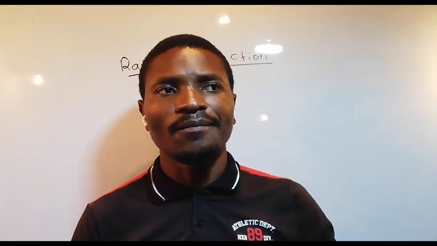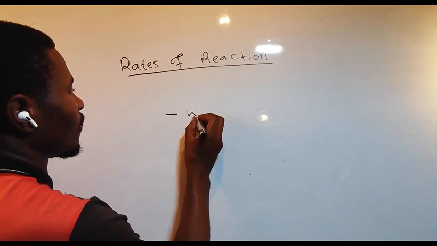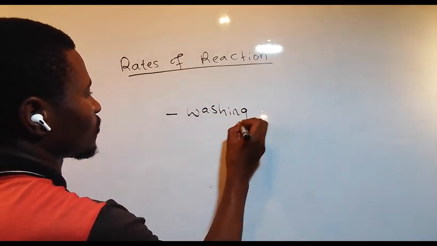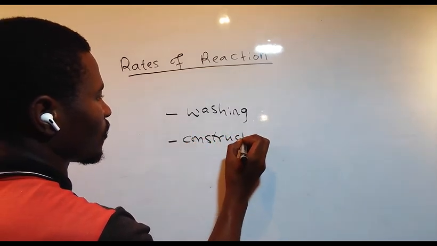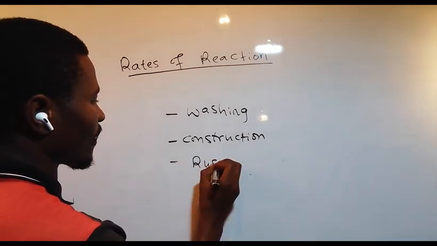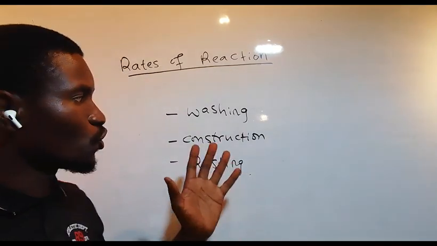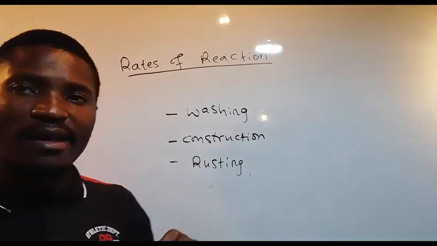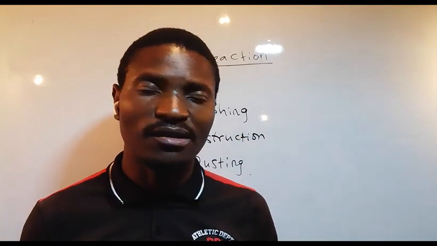So I gave you an example of washing. Something most of you have seen is people constructing. So we have washing, and then we also have construction, and then also maybe rusting. These three are real life examples that I'm trying to give you so that we get a better understanding of what this is all about.